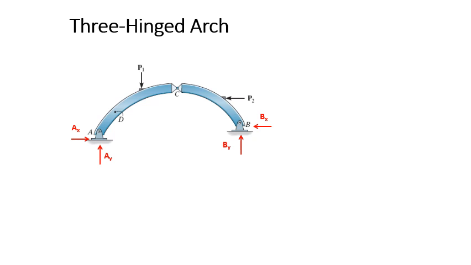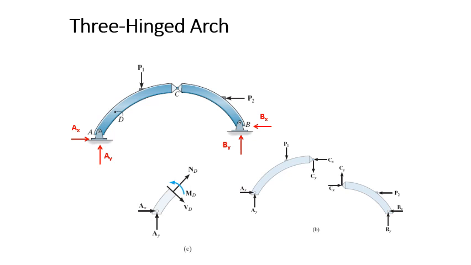You have to always remember there will be two reactions at the hinged supports A and B, and the third hinge at the crown will be in equilibrium. The moment at that point will be 0, and at any cut section we have three internal forces that we are going to find out: the normal thrust ND, the radial shear VD, and the bending moment at the point D, MD.